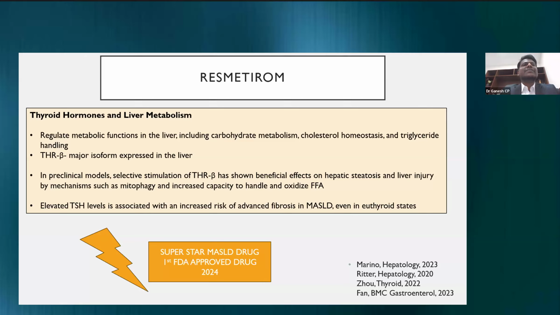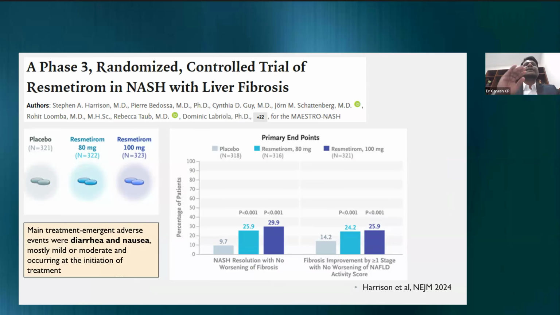An elevated TSH level is associated with increased risk of advanced fibrosis in MASLD, even in euthyroid status. So, how was this drug trial framed? This is a phase 3 trial. This is the trial which helped resmetirom to get fast track approval for treatment of MASLD with significant fibrosis. In this study, nearly 960 patients were included, and around 640 patients were in the resmetirom group and 320 patients were in the placebo group. The trial went for 54 weeks, and the patients underwent a paired biopsy, as I said.